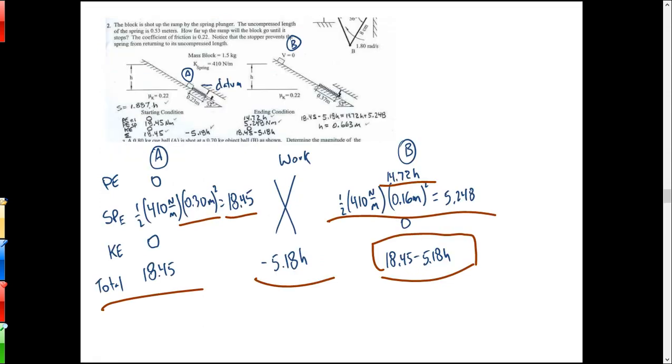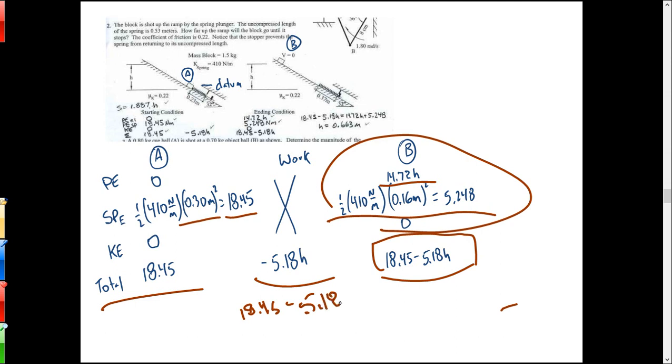And what is, I can't remember what H comes out to be. You know, it's just a matter of solving for it. So you just equate this stuff to that. So, 18.45 minus 5.18H is equal to 14.72H plus 5.248. Okay. So there you go. And you just solve for H. Okay. Good.